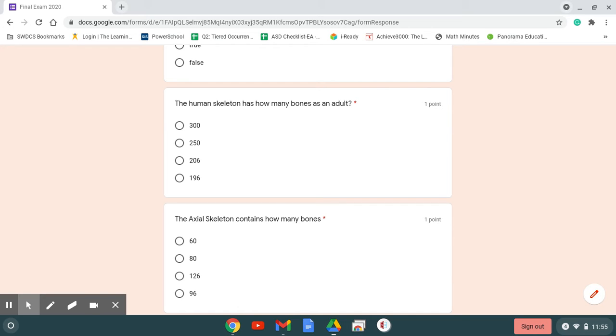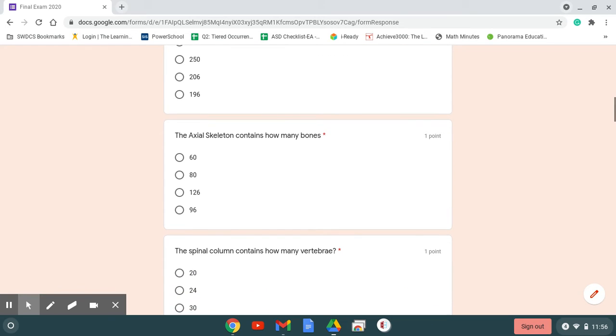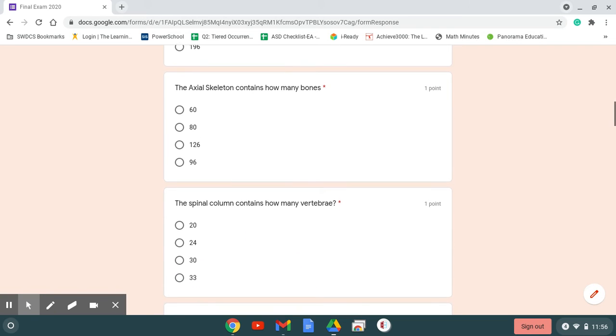The human skeleton has how many bones as an adult? 300, 250, 206, 196. The exoskeleton contains how many bones? 60, 80, 126, 96.